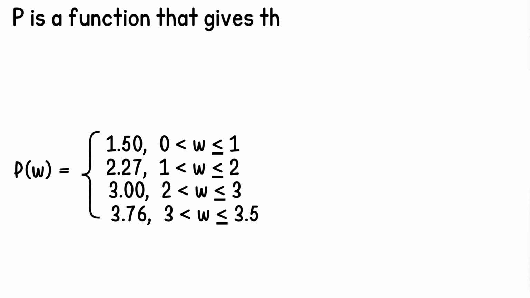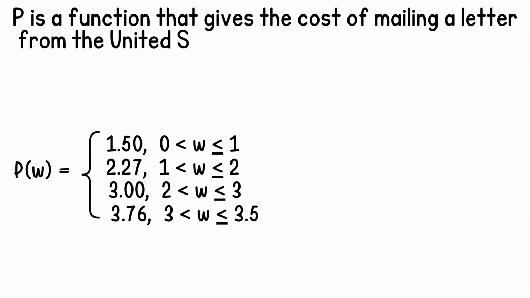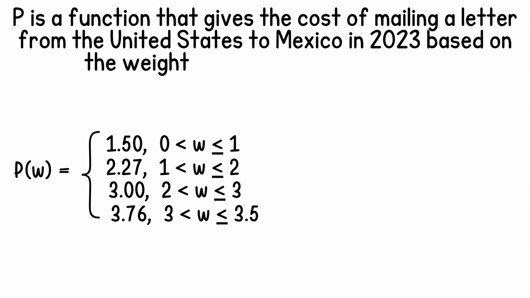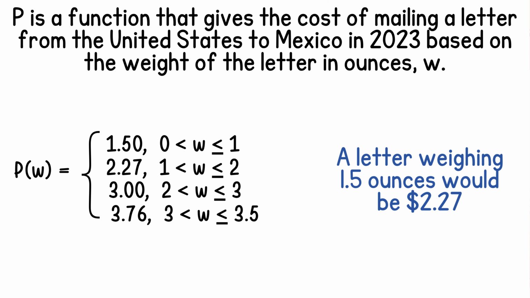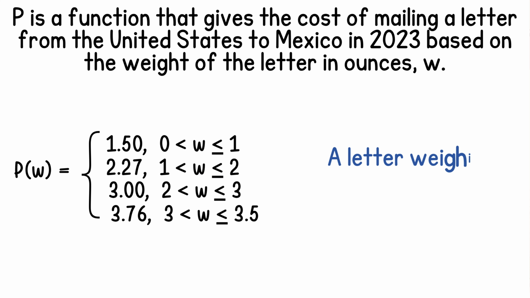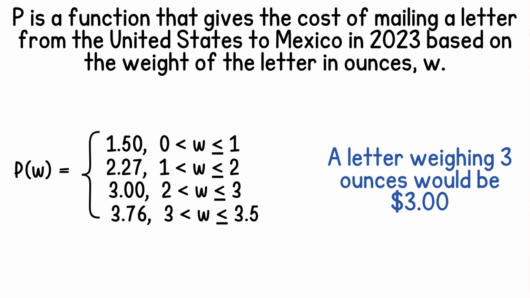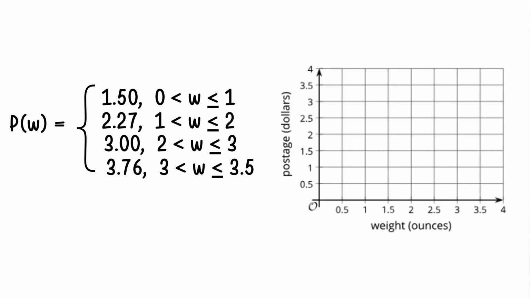P is a function that gives the cost of mailing a letter from the United States to Mexico in 2023 based on the weight of the letter in ounces, W. So a letter weighing 1.5 ounces would be $2.27, because 1.5 ounces falls between this range, which says $2.27, and a letter weighing 3 ounces would be $3, because this falls in this range where it says it would be $3 for that weight. Let's graph this function so we can see the values a little clearer.